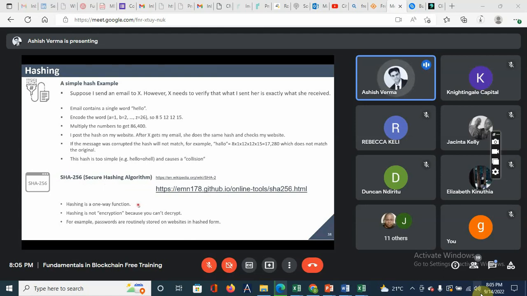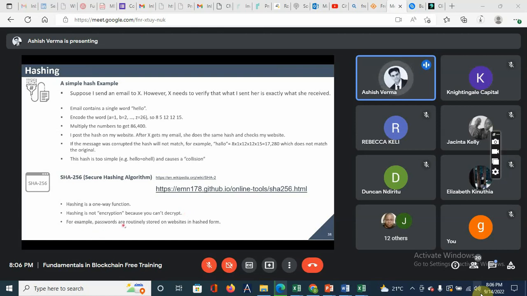A few properties of hashing. Hashing is a one-way function. If you put something into it, you can generate the hash, but from the hash you cannot find out what exactly the message is. So it's one-way; you cannot do backward engineering. Hashing is not encryption because you cannot decrypt it. Hashing is just a way of codifying any message, but it's not the encryption which you generally see in, let's say, HTTPS. So it's just hashing, and we'll understand more about it.